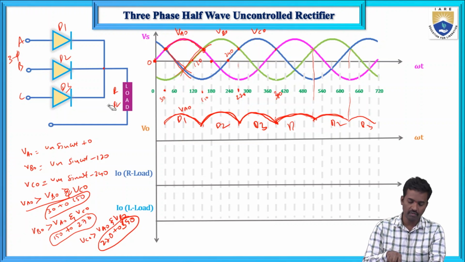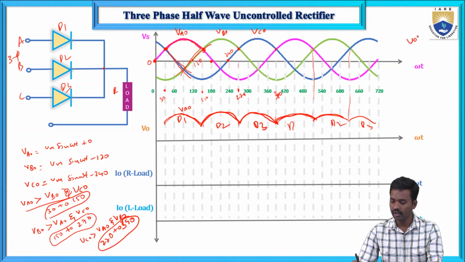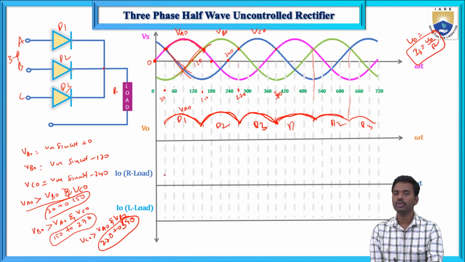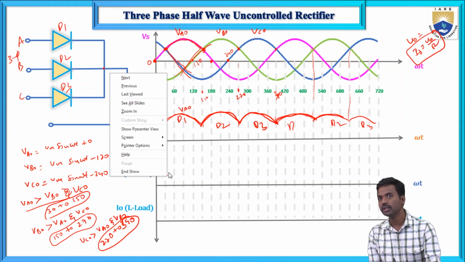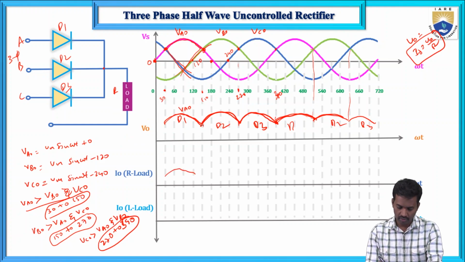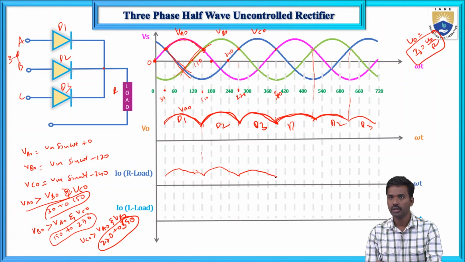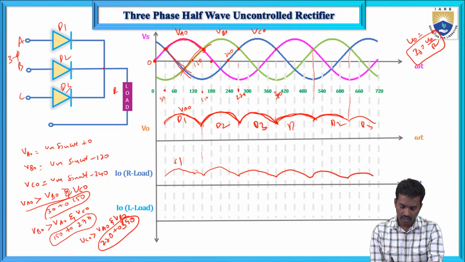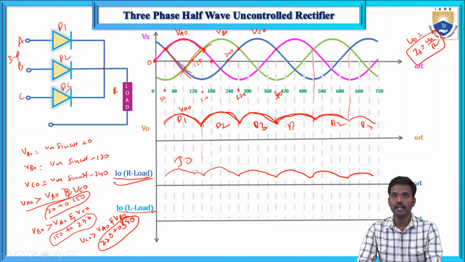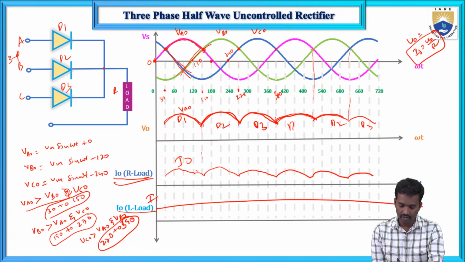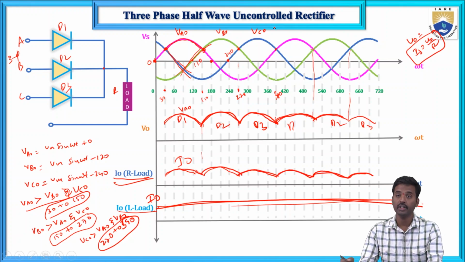If I take R load, V naught equals this much, and I naught equals V naught by R load. It is a voltage load, so the current follows this output voltage. This is the I naught with R load. If it is a highly inductive load, the output current I naught is constant. So this is the case for the three phase half wave controlled rectifier.